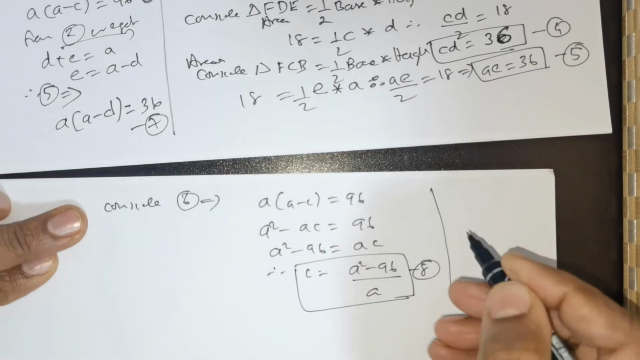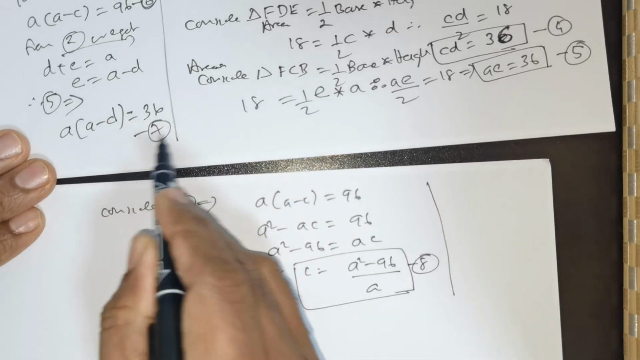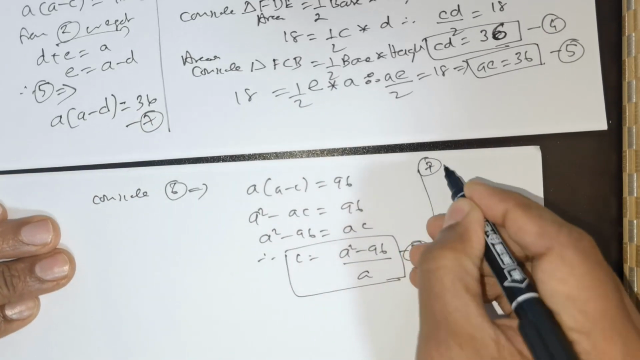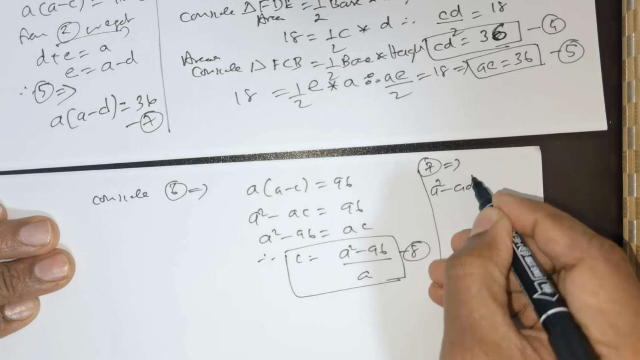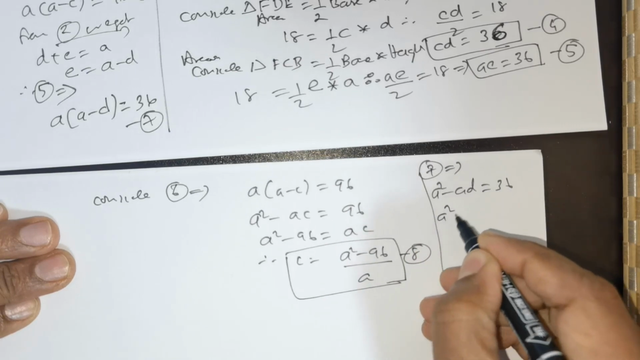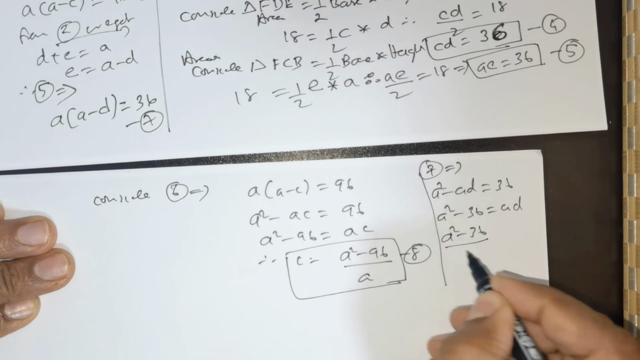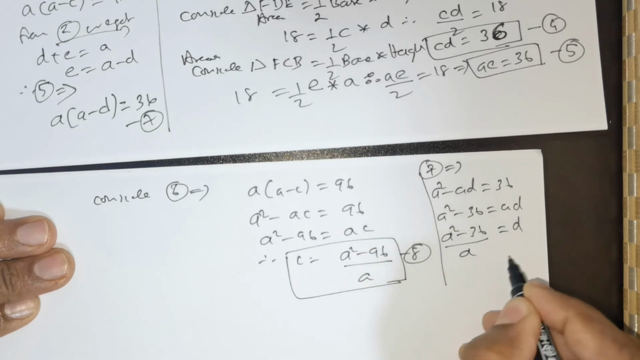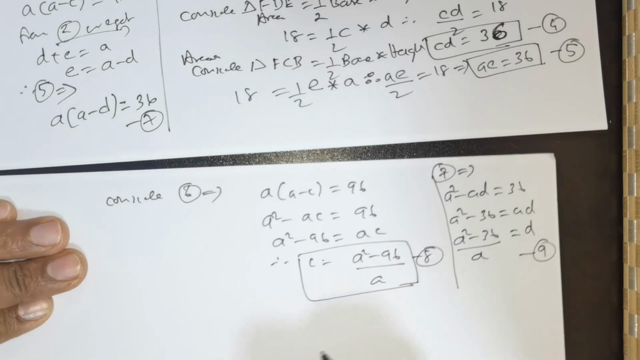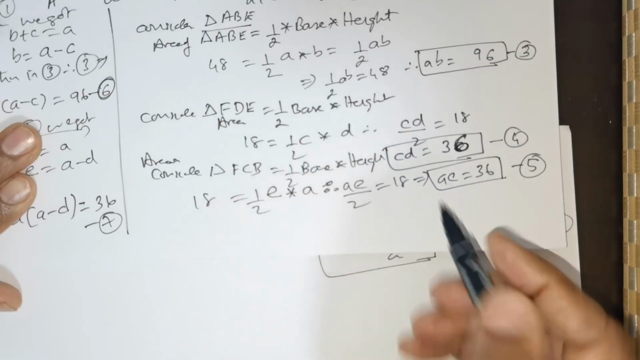Now from 7, you get A squared minus AD is equal to 36. A squared minus 36 is AD. So (A squared minus 36) divided by A is equal to D. So this is 9. Okay, now go back here.